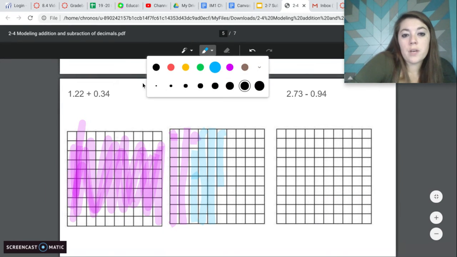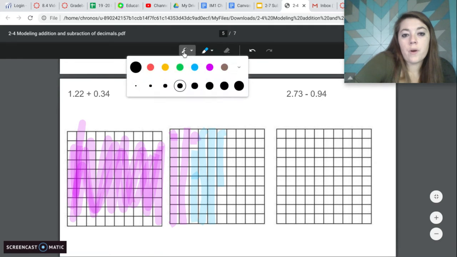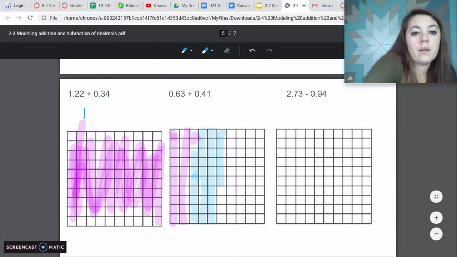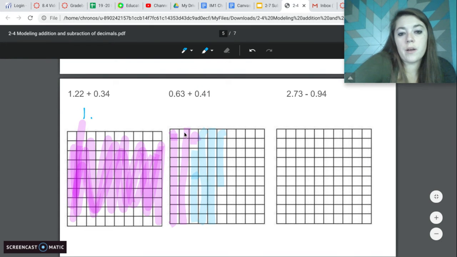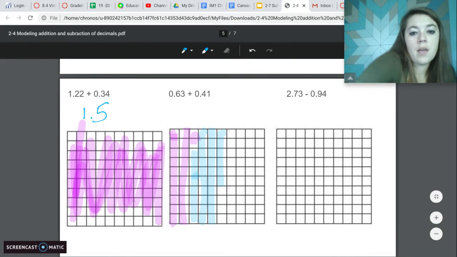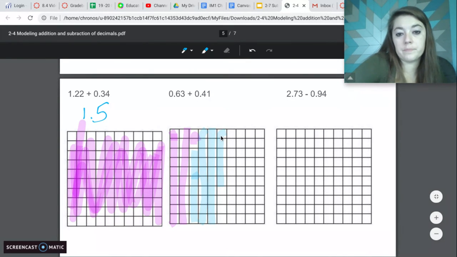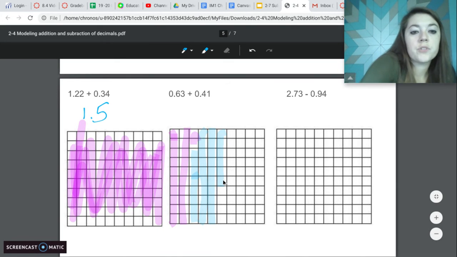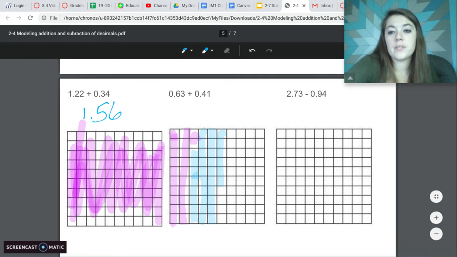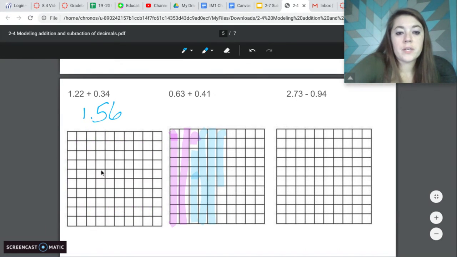Now we count these. So we know we've got the 1 whole here. So we're still going to have 1 point. How many columns do we have? 1, 2, 3, 4, 5. 5 full columns. And then how many hundredths? 1, 2, 3, 4, 5, 6. So 1.56, 1 and 56 hundredths is our solution. Okay? All right, the next one we're going to do is the subtraction one over here.